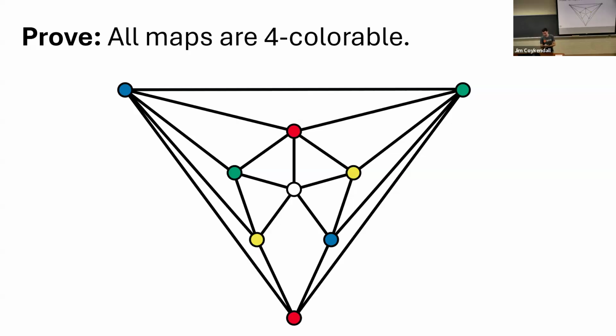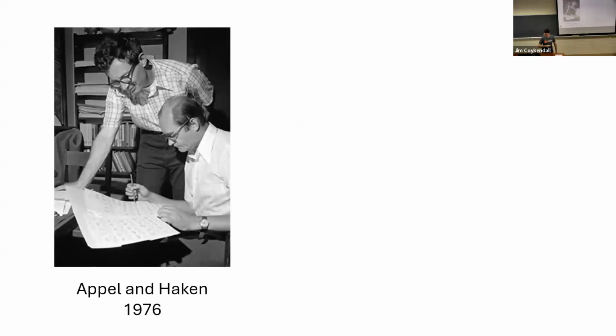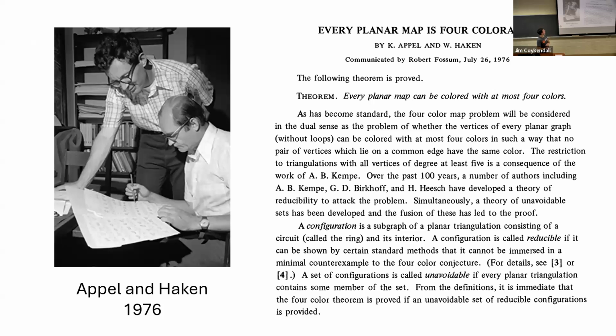So I just want to tell you a little bit about what they actually do with the computers. What were the cases? What were they checking? How does it work? What was the logic behind this proof? Because it's really nice. I have a picture of Appel and Haken looking at their cases. This is a picture from 1976 when they proved the four color theorem, and this is from the paper they wrote. I just wanted to read a little bit of what they were saying.